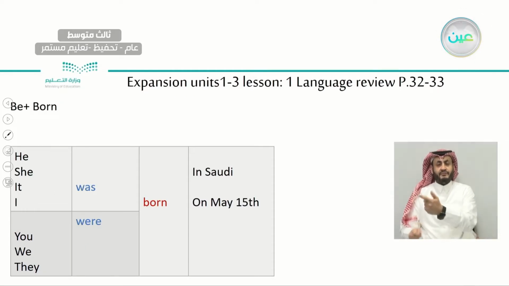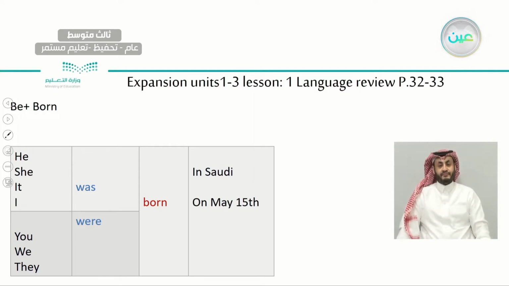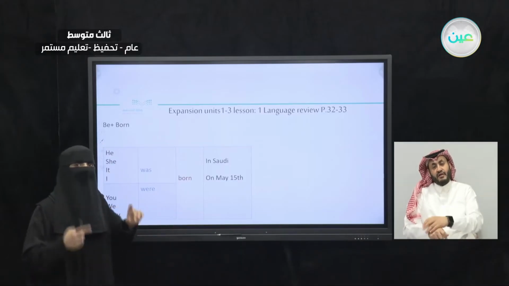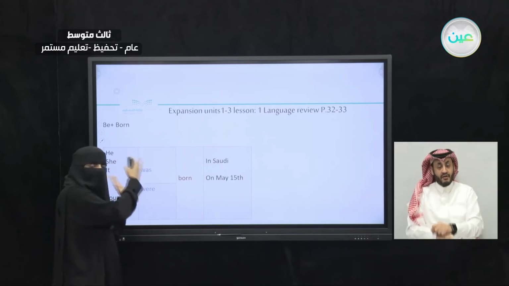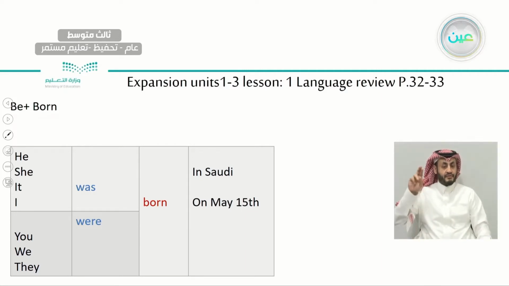Okay, and also, if you can remember, we talked about in that lesson the passive voice, the active and the passive. I ate the apple. This is the active. The passive, the apple was eaten. Okay, and also we have this one. This is one form of passive. Be born. When you're talking about yourself and in the past, I was born on May 15th. She was born in Saudi. Okay, so this is be born.